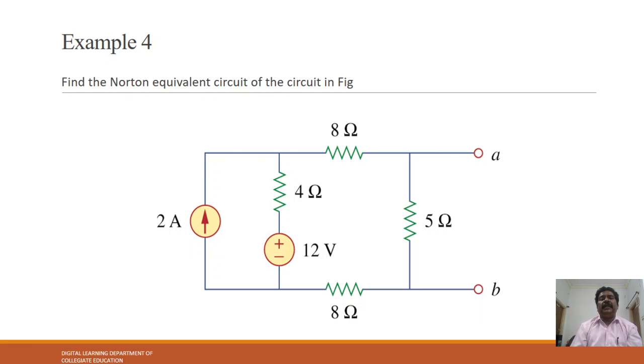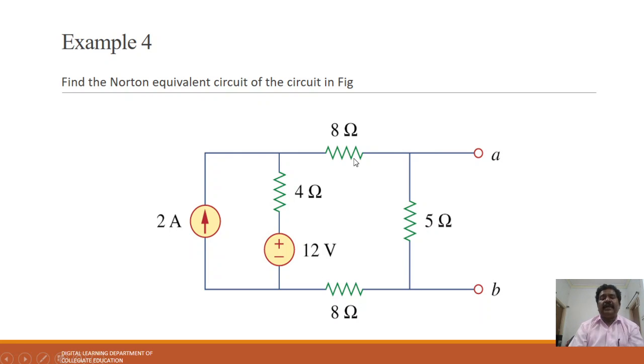Coming to Norton's theorem, it is just similar to Thevenin's, but any voltage source can be converted in terms of a current source, with a parallel resistance across that current source. In this type of circuit, we have a current source as well as a voltage source and different values of resistance. We are trying to calculate the Norton's equivalent circuit for this problem.